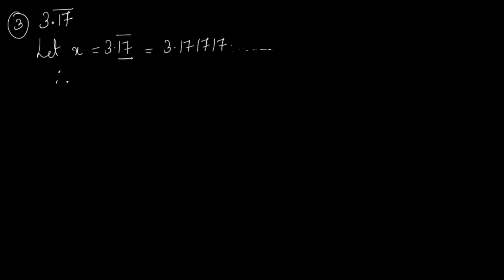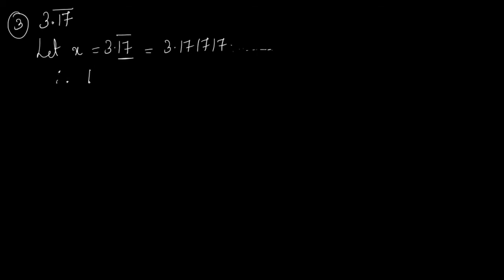Sum number 3. Now in sum number 3, you have 3.17 bar. Okay, now let's look at how to solve this sum. First, let's assume x as 3.17 bar. So whatever is given as the question, you are going to assume it as x. So this is the meaning of 17 bar: 171717. Now therefore, how many numbers are getting repeated here?